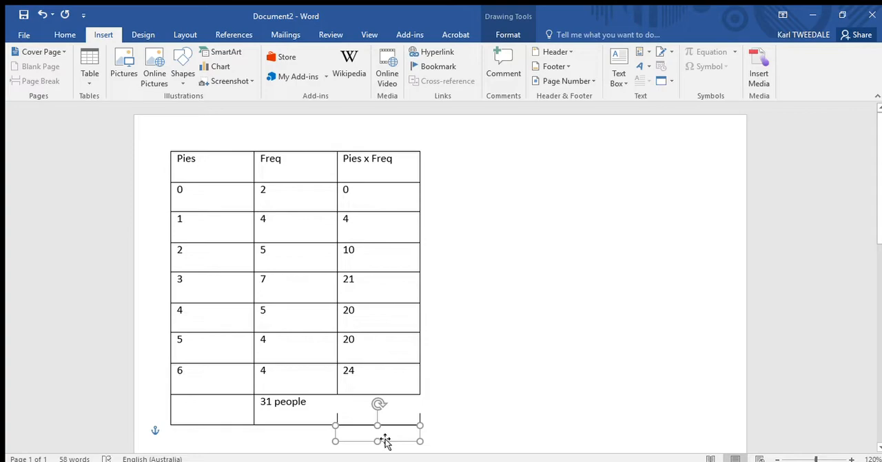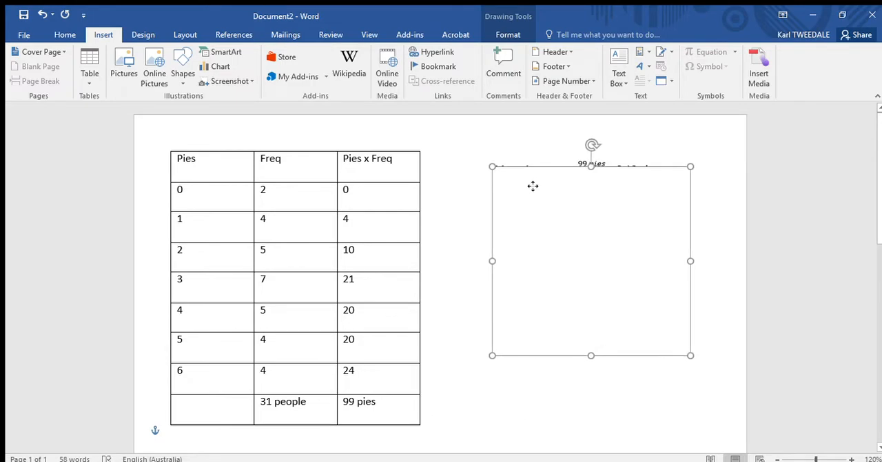Okay, now we need to find out how many pies we sold. To do that, we add up this column here. So we sold a total of 99 pies. Using this data, we now determine the mean average. If you imagine we're on an island and we've got 99 pies and 31 people, we need to share the pies out, so we find out the average amount of pies per person.